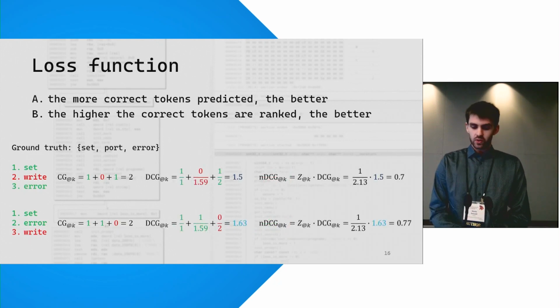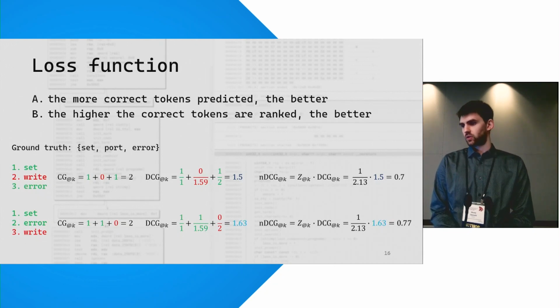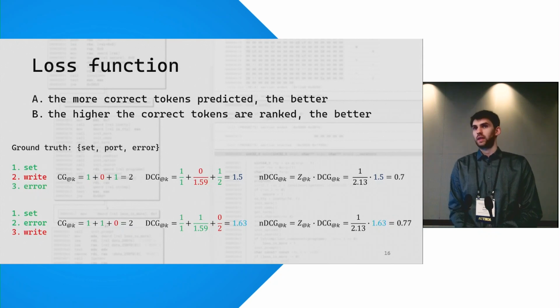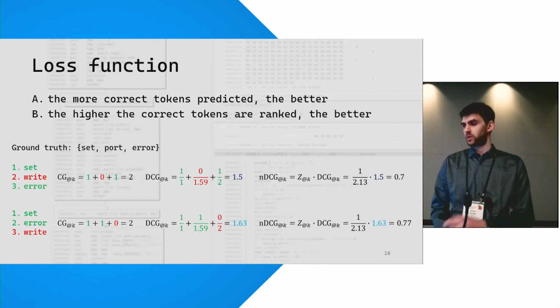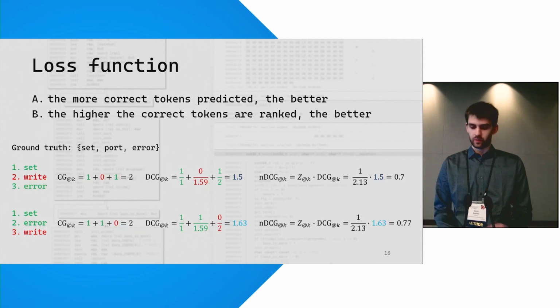So in order to be able to compare different examples, we are normalizing the discounted cumulative gain by dividing by the perfect score, thus getting the normalized discounted cumulative gain. And this very nice property of this is that now the NDCG ranges from 0 to 1, whereby 1 would be the score for a perfect prediction.